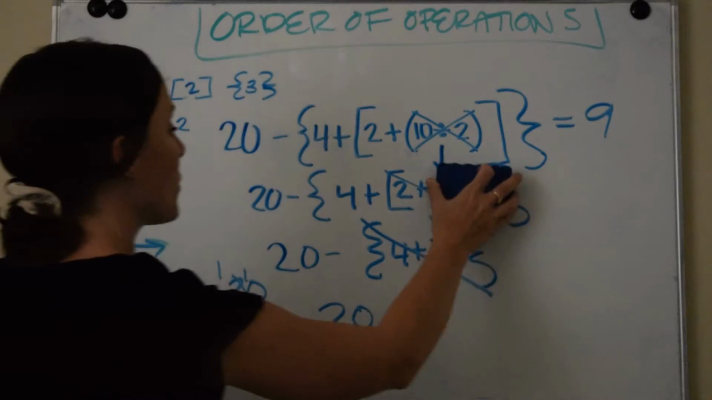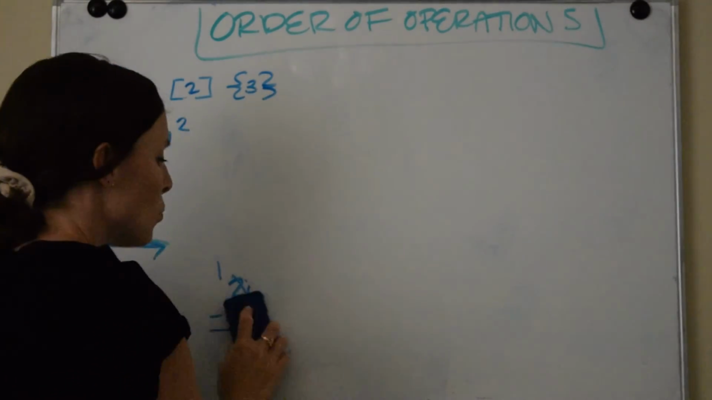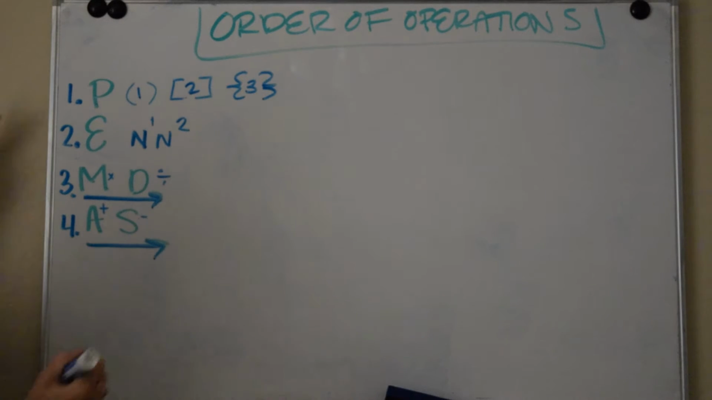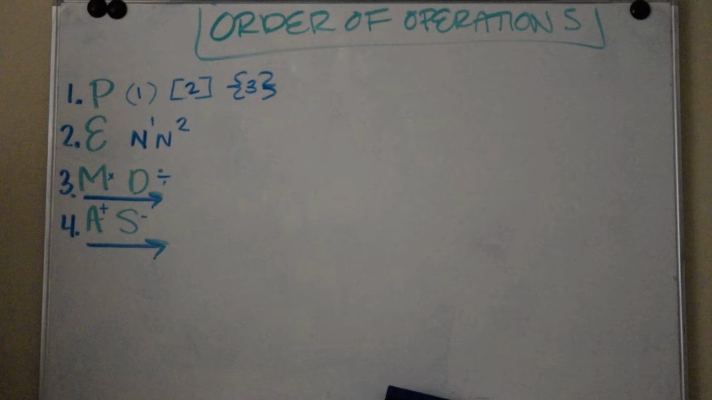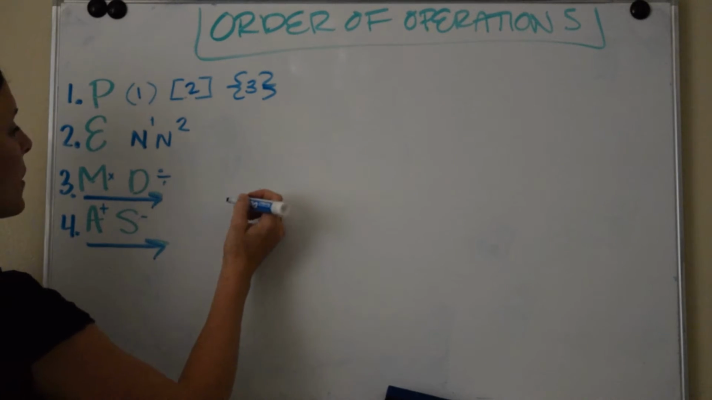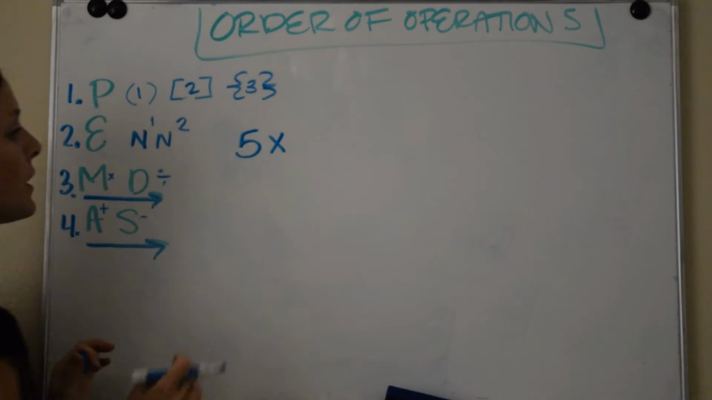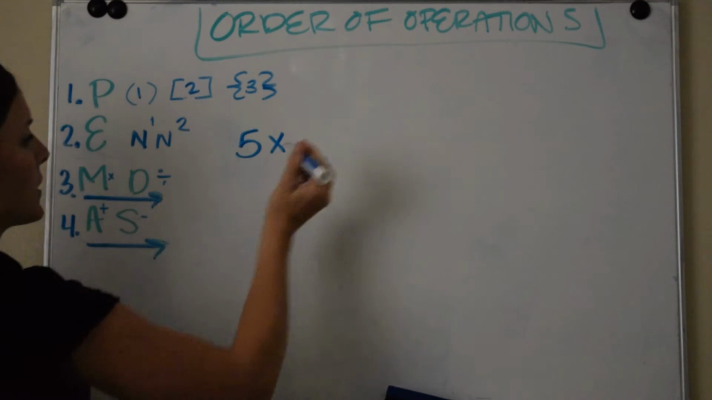Now here's what's important. Inside each of those types of parentheses, we only had one operation. So we didn't really need to go through any of these steps. We didn't have exponents, and there was only one operation. So let me show you an example where there's going to be multiple, okay? I'm going to take it slow, step by step. Here we go. Let's say I have 5 times. I'm just going to do 2 sets of parentheses this time.